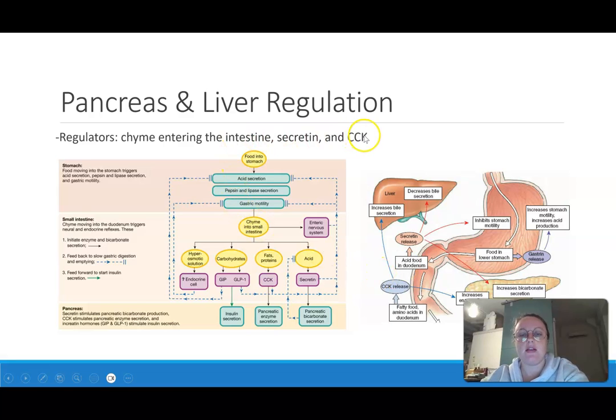Finally, our pancreas and liver work together, and so I have two images here, one that's a flow chart starting with the stomach and showing how the pancreas regulates food going into the small intestine. And then I have an image shown on the right, a bigger picture of our two GI hormones, which is secretin and CCK.